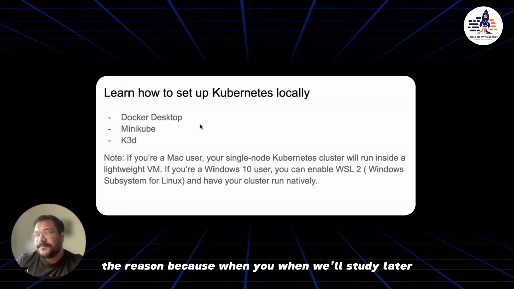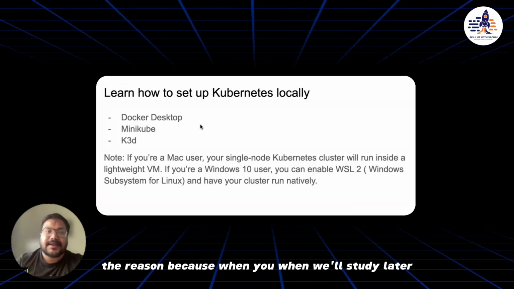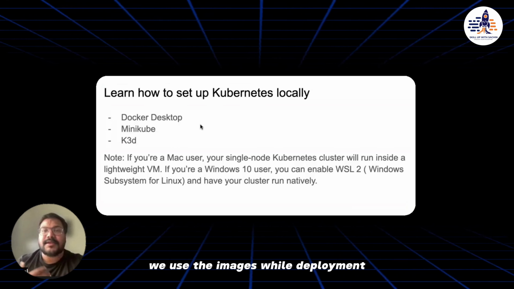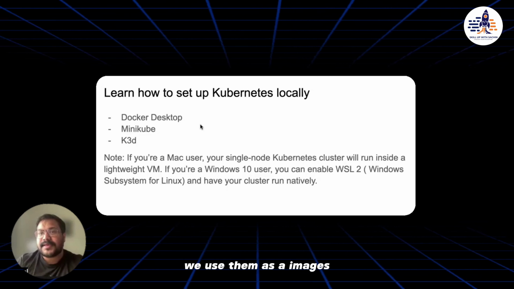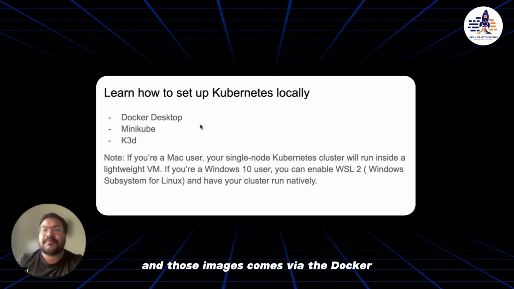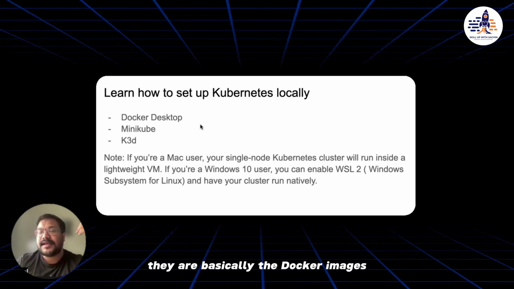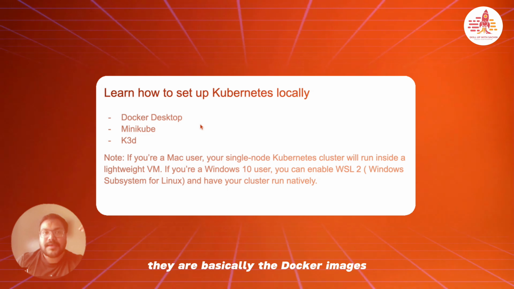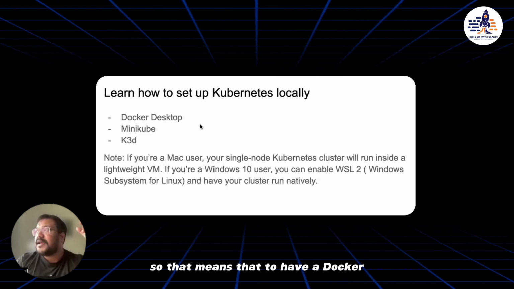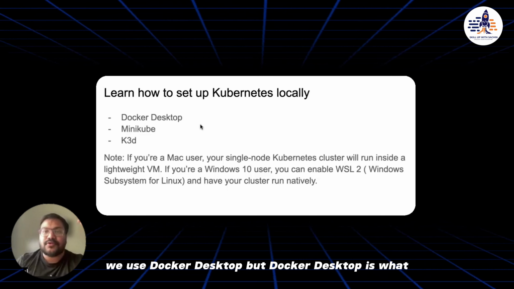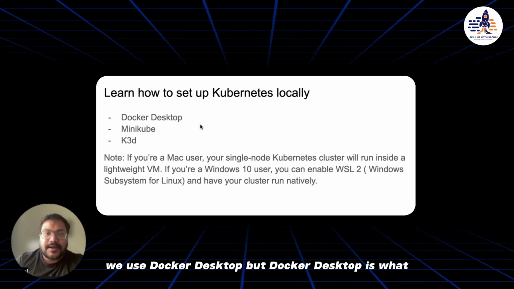The reason is that, as we'll see later when we study, in Kubernetes we use images while deploying and running the application, and those images come via Docker. So they are basically Docker images. Now, when we talk about Docker images, to have Docker we use Docker Desktop.